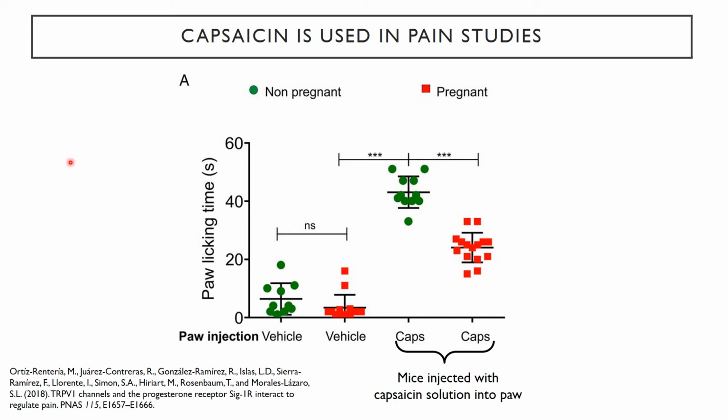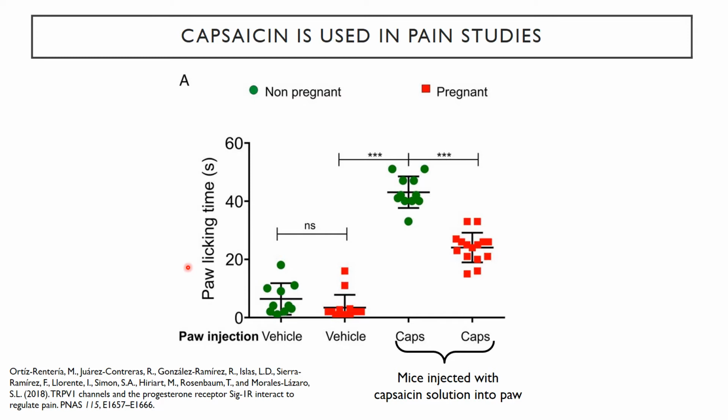So capsaicin, in fact, can be used as a tool for inducing pain. Since it activates these specific receptors, you can induce pain. This is a figure taken from a paper published just a couple of years ago, looking at the activation of TRPV1 channels and its relationship to the progesterone receptors. This paper goes into a lot of the molecular mechanisms, but this is one panel from their first figure where they're trying to describe the phenomenon.